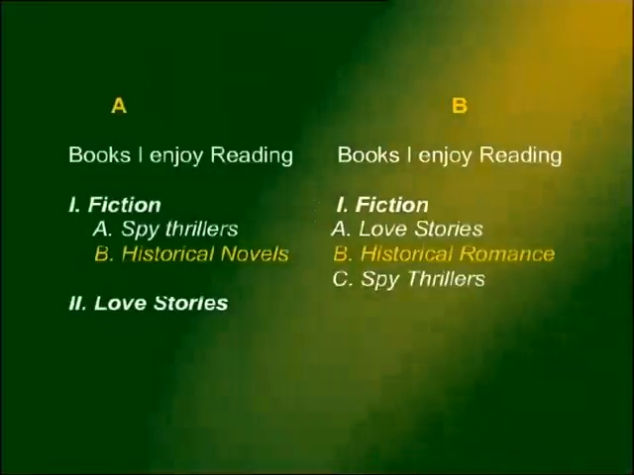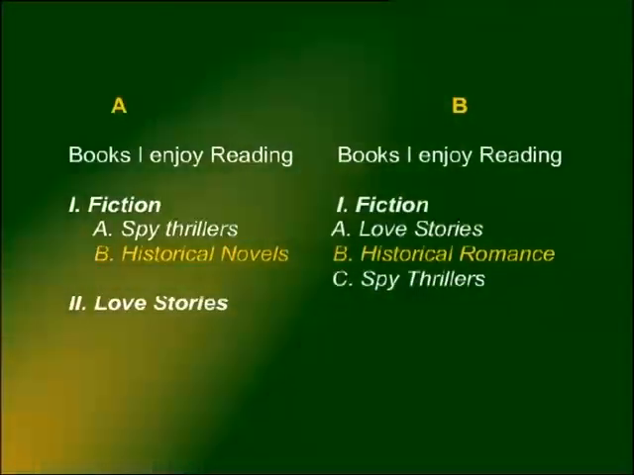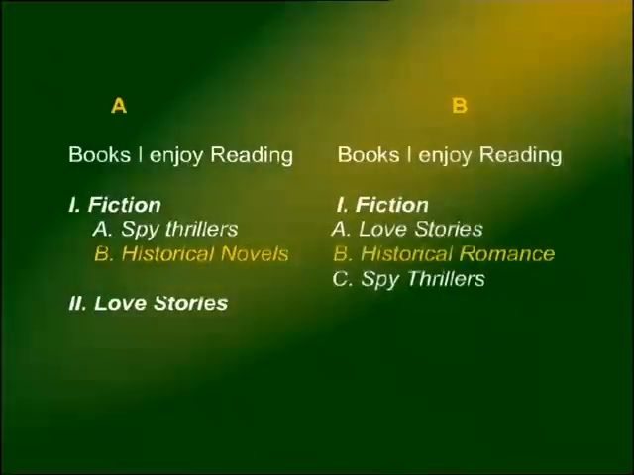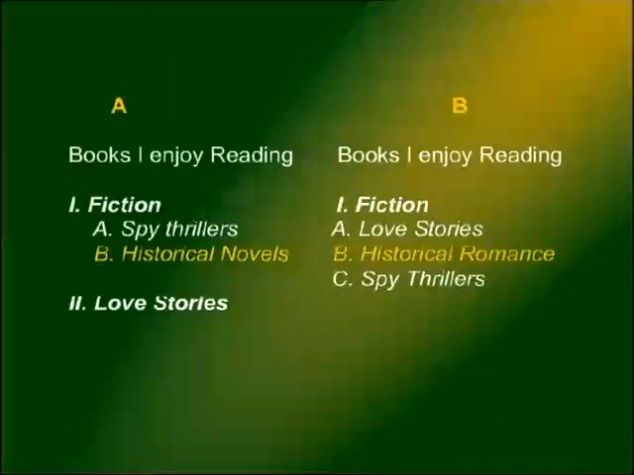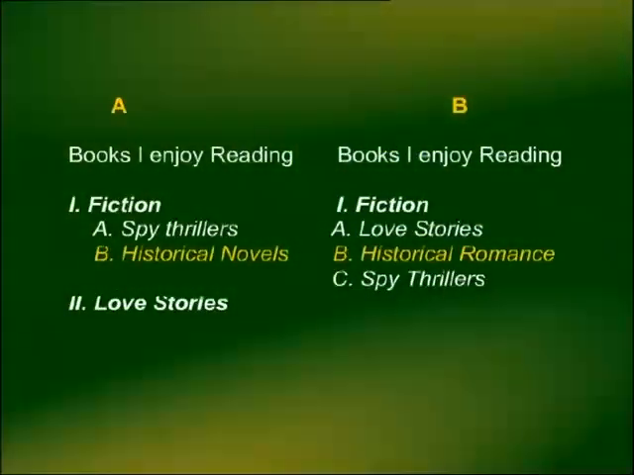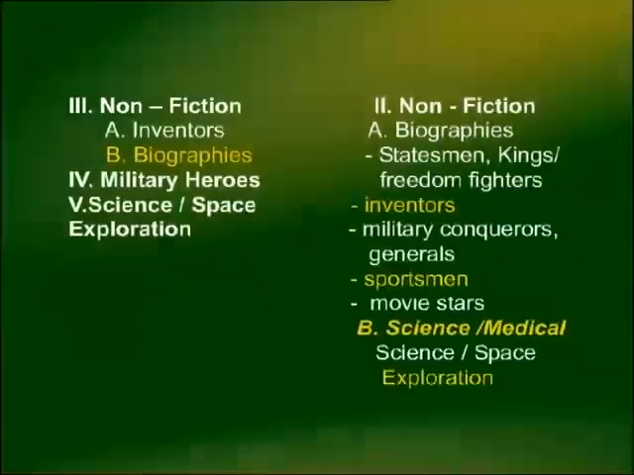Now, if you look at the list, the same topics, but notice the way they are organized in the second list. There are two main categories, 1 and 2. Notice in the first one there were 1, 2, 3, 4, 5. And in the second one you find that under one heading, fiction, there are 3 subtopics: love stories, historical romances, and the third one is spy thrillers. They all come under fiction.